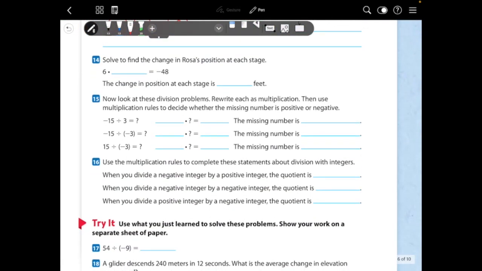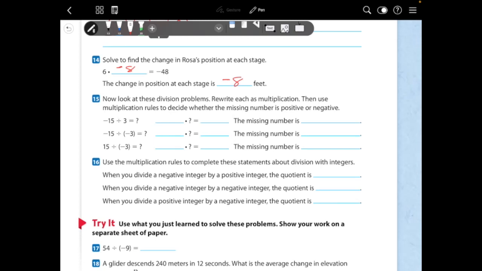Now it says, solve to find the change in Rosa's position at each stage. From the previous picture, the model, and from our explanation above, we know 6 times negative 8 will equal negative 48. So the change in the position at each stage is negative 8 feet. Now look at the division problems. Rewrite each as a multiplication. Then use the multiplication rule to decide whether the missing number is positive or negative.